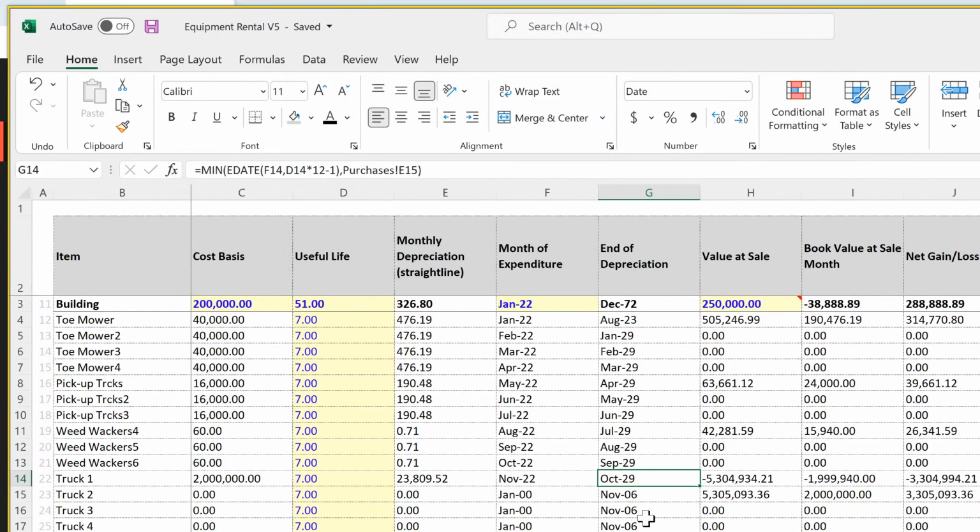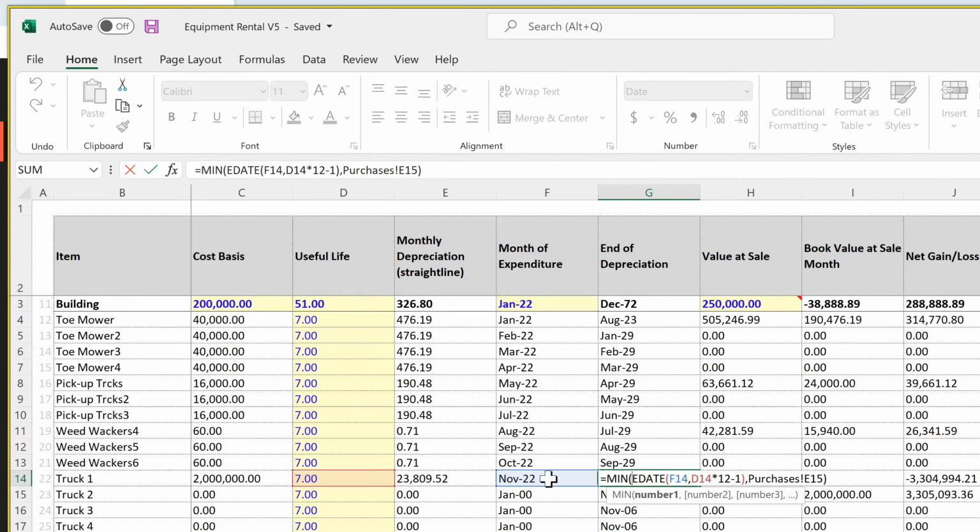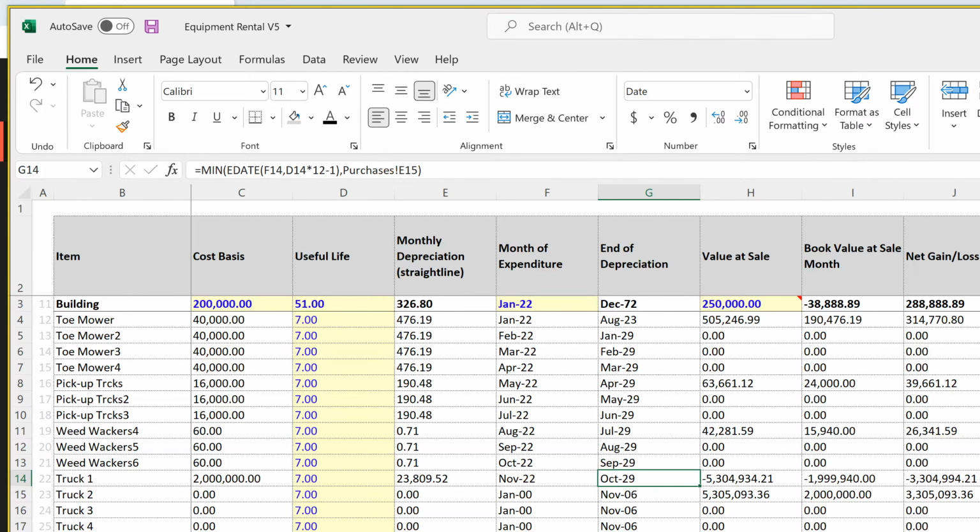What in the world could be going on here? Min E-date. So the month of expenditure, comma, that times 12. Right, so that's the full depreciation period. Otherwise purchases E15, which would be if it's discontinued early.